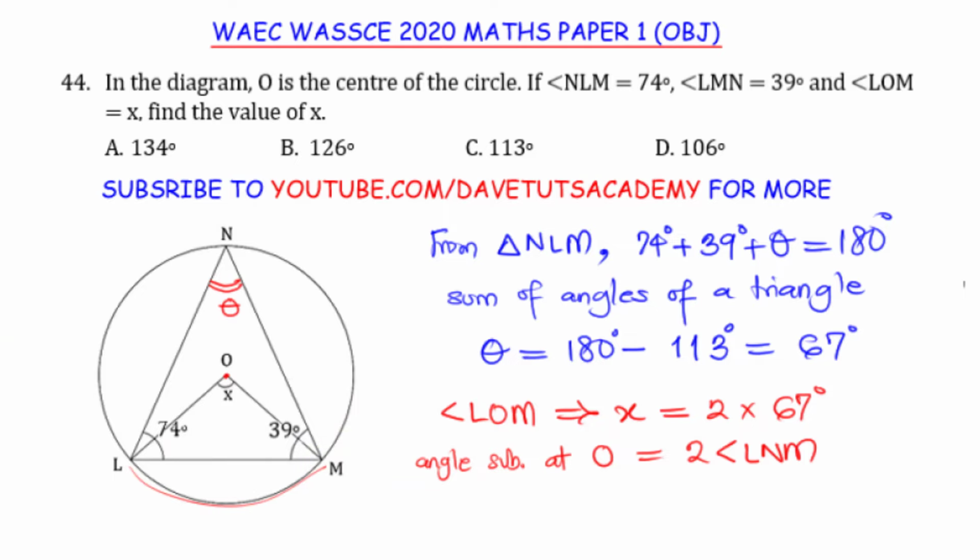So in that particular case, our answer that we're asked to find, x, will be 2 times 67, that will be 134 degrees. All right, and looking at the options that we have, we can see option A corresponds to that, and that is the answer to this question.